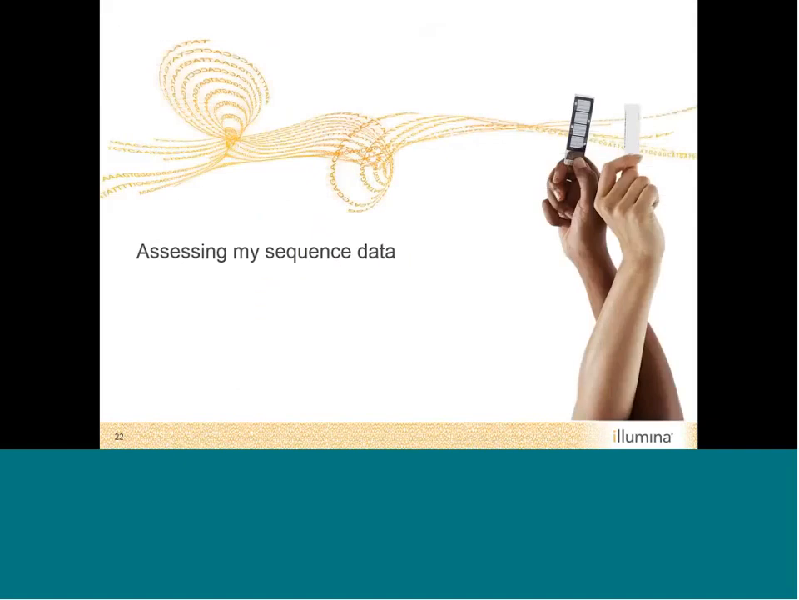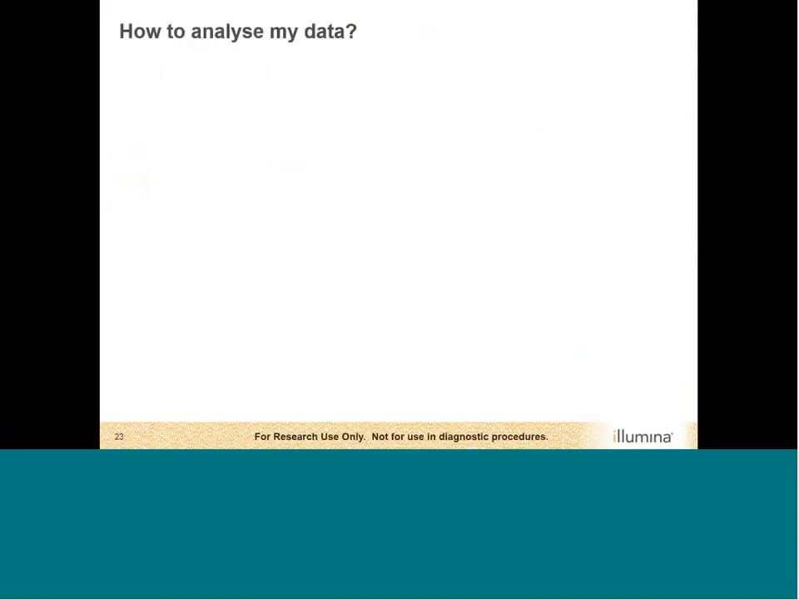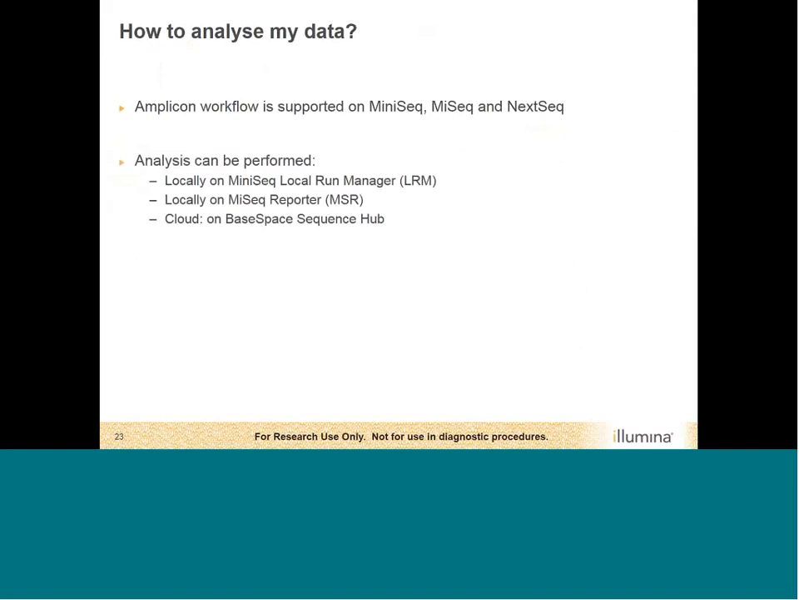Okay, so now let's talk about your actual sequence data and how to assess it. So the first question you're going to ask is, how should I go about analyzing my data? The amplicon workflow is supported on the MiniSeq, the MiSeq, and the NextSeq. And you can perform the analysis either locally on your MiniSeq in LRM or Local Run Manager. You can also do it locally on your MiSeq in MiSeq Reporter or MSR. Or you can do it on the cloud on our BaseSpace Sequence Hub.